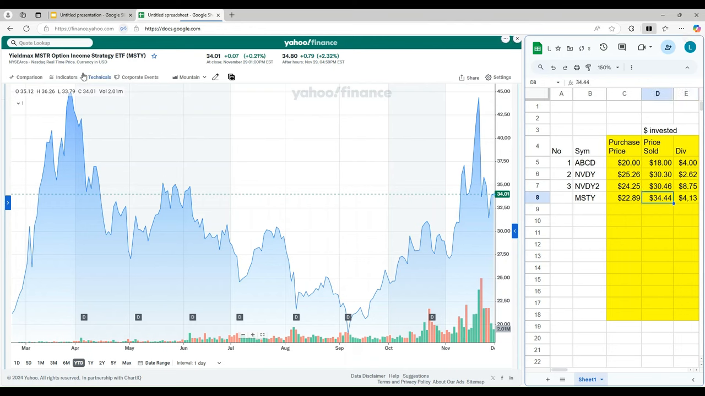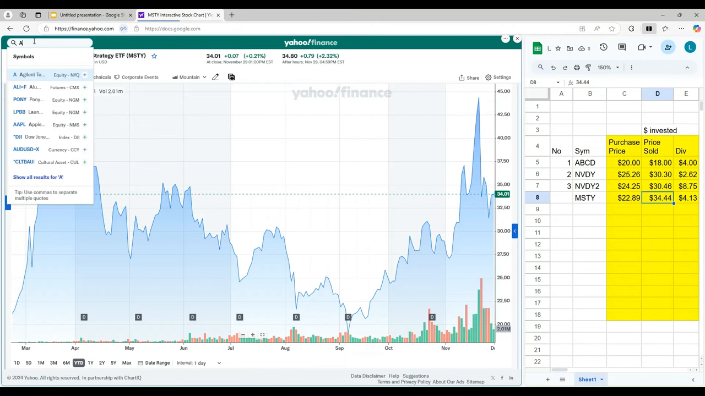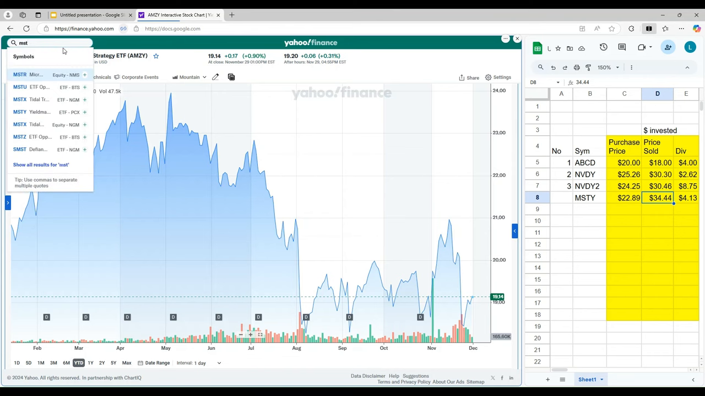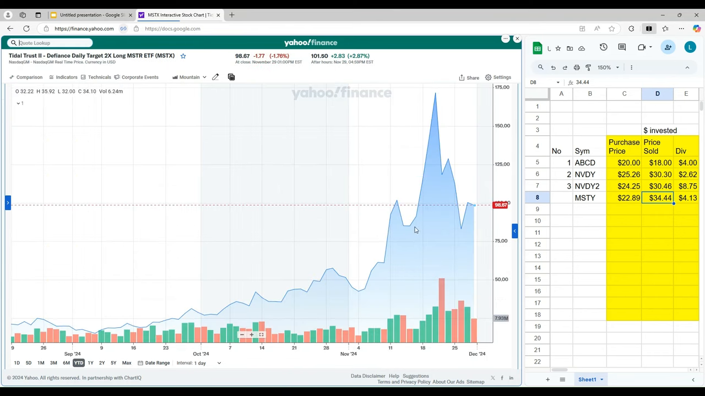You can pick any symbol. Let's say you do MSTX, right? Any one of them, you go to the corporate event, you look at dividend, right? So any one of them you want, you can just pick it up. So let's go back to this.